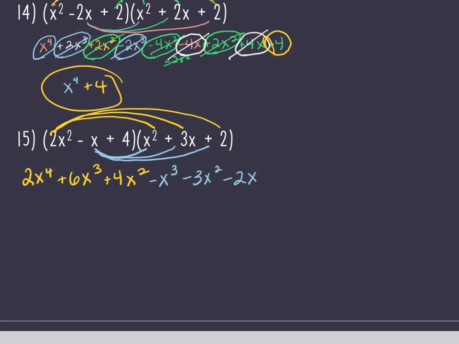And the last number, 4, 4 times x squared, positive 4x squared. 4 times 3x, positive 12x. And 4 times 2, positive 8.